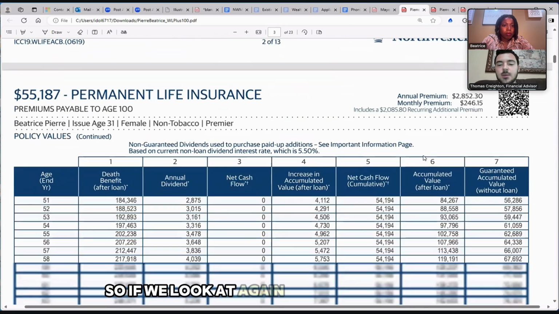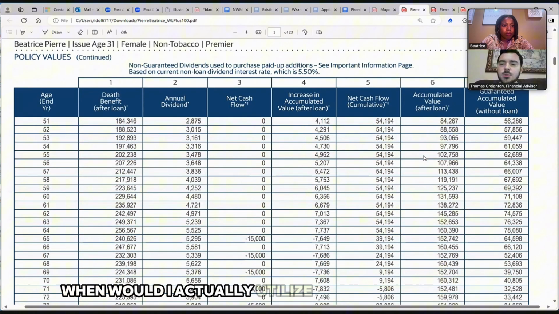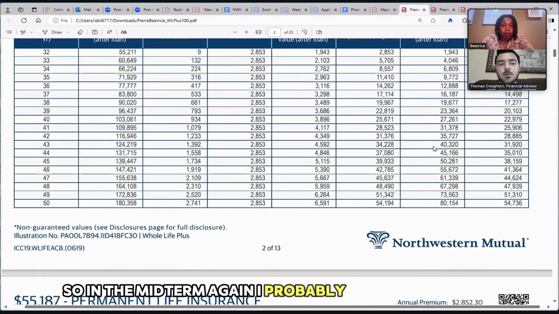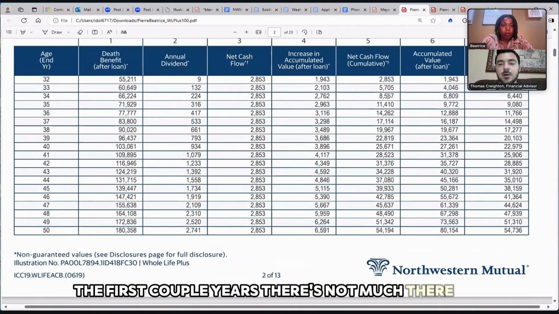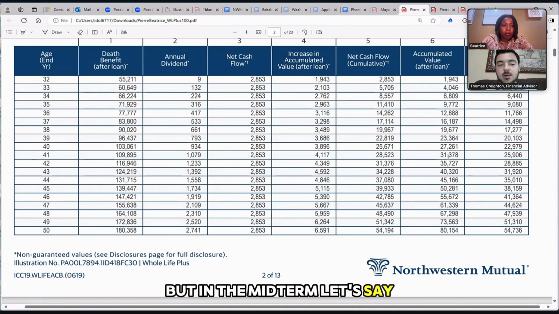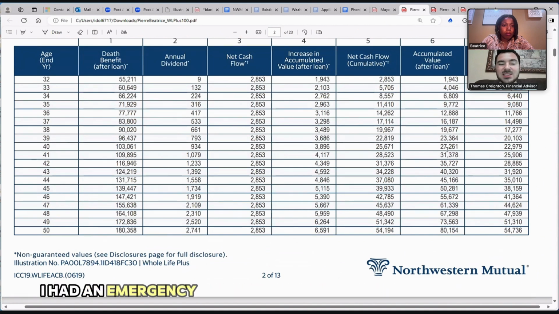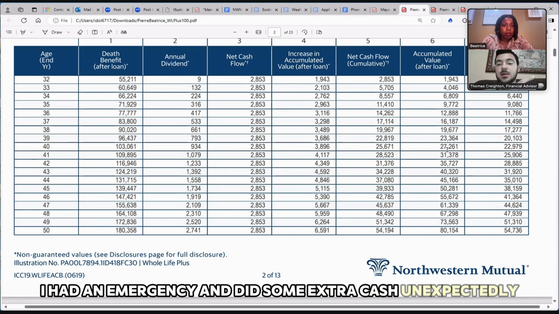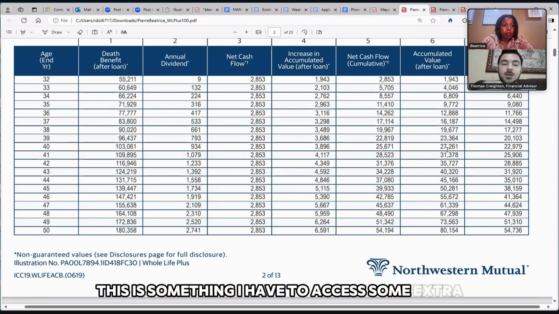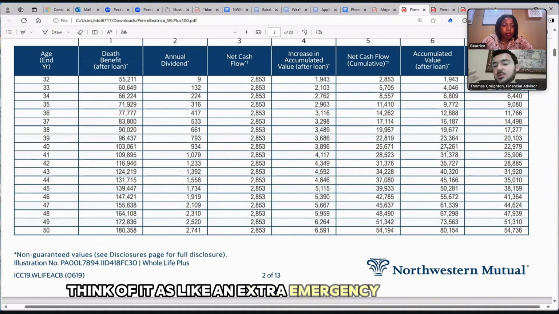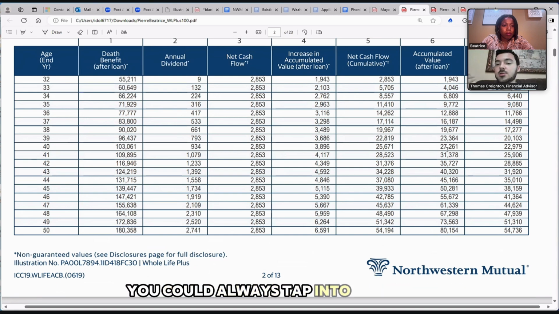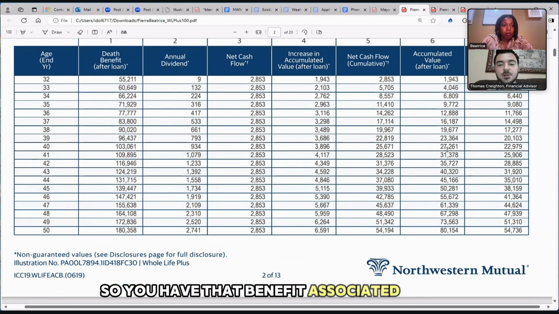So if we look at, again, we can scroll down. When would I actually utilize money in the policy? I know at any point if anything happens to me, my family has this coverage amount, plus that term rider, if I have an extra $200,000 from that. In the midterm, I probably wouldn't use this the first couple of years. There's not much there yet. But in the midterm, let's say age 40, I had an emergency. I needed some extra cash unexpectedly. This is something I can access. Think of it as an extra emergency fund, per se, that you could always tap into or access. So you have that benefit associated with it.